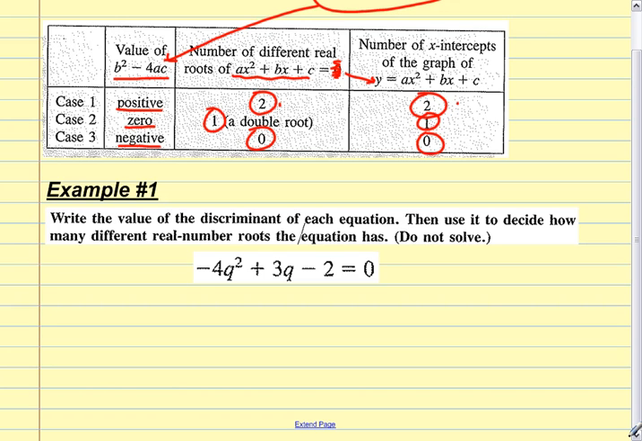Now, example number 1 says, write the value of the discriminant of each equation. Well, we're just going to work with this one. Then use that value to decide how many different real number roots. Roots means solutions. Same word, I mean synonym. Solutions, and it also means x-intercepts. The x-intercepts are the solutions to the equation. Another word for solutions is roots, because that's where it hits the x, or the ground. Okay? All right? Do not solve. It's not asking you what are the solutions. It's just saying how many of them are there.